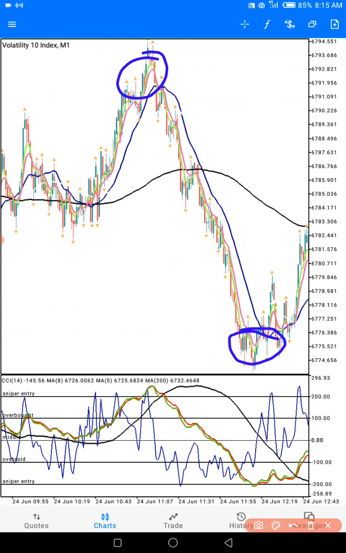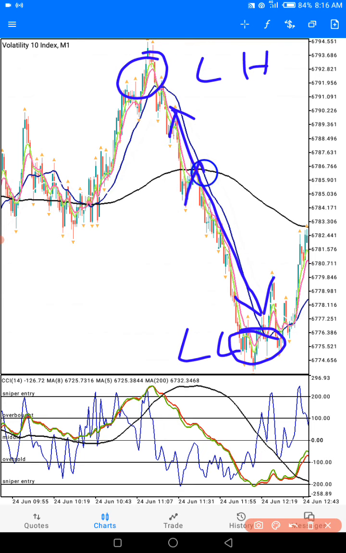This is a lower high here and a lower low here. So this is the best way to trade the rise and fall, and this is the best way to trade the volatility indices. Volatility is not like a boom and crash where you see a spike. It gives you this movement on volatility, and since it's a trend, you are going to be in profit as long as the trend is flowing in the direction in your favor.